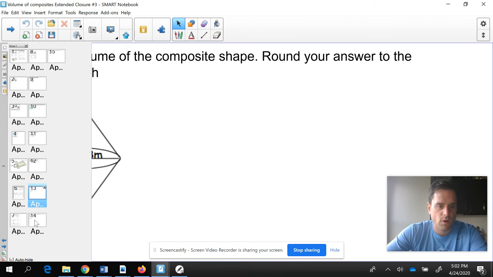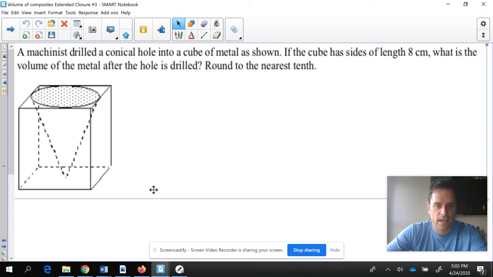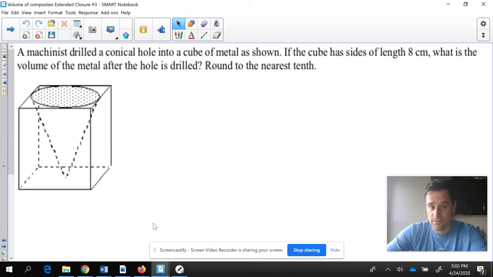I think I had one more I wanted to show you. Yeah, this is the last one I wanted to show you. It's kind of tough, looks a little difficult, but we're going to see how easy it is once you write down the information that it gives you. It says a machinist drilled a conical hole, so like a cone-shaped hole, into a cube of metal as shown. So it's a cube, so we know that all the side lengths here are 8 centimeters. It says, what is the volume of the metal after the hole is drilled? Round your answer to the nearest tenth.